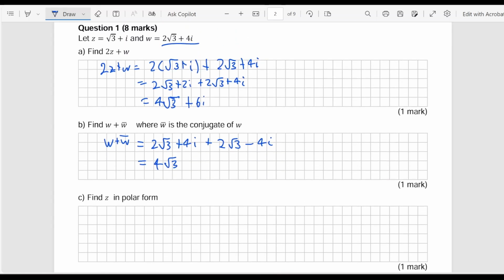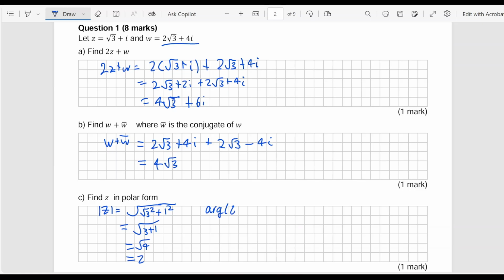Find z in polar form. So we need to do two things here. Mod z is the real bit, so root 3 squared, and then the imaginary bit, so 1 squared. That's going to give you root of 3 plus 1, which is root 4, which is 2.